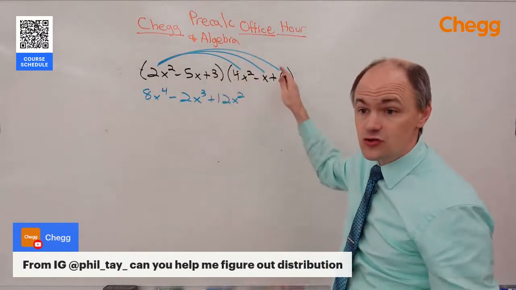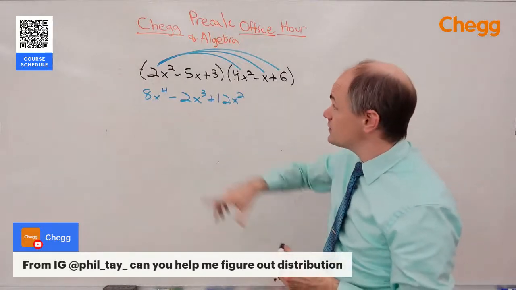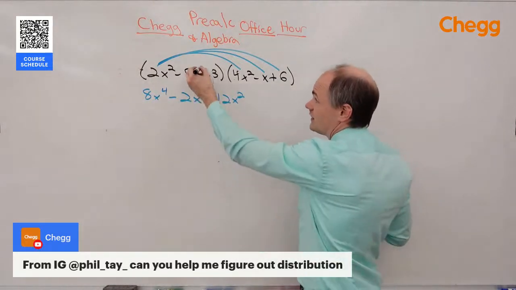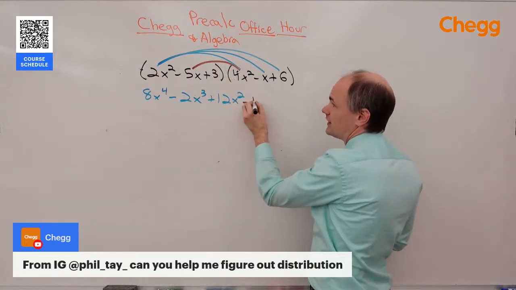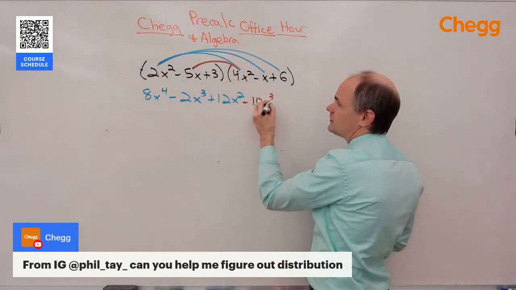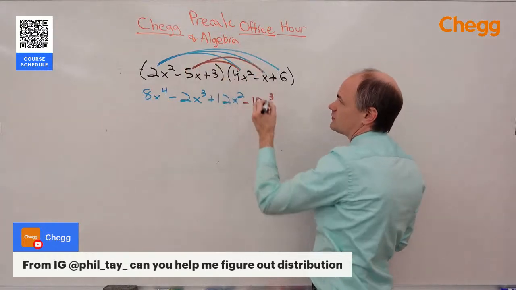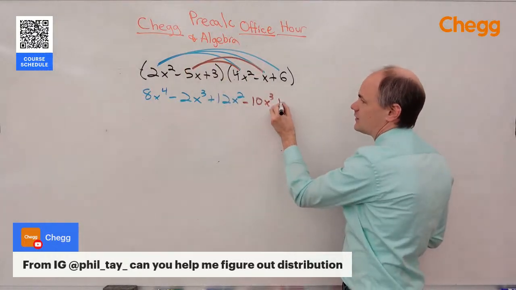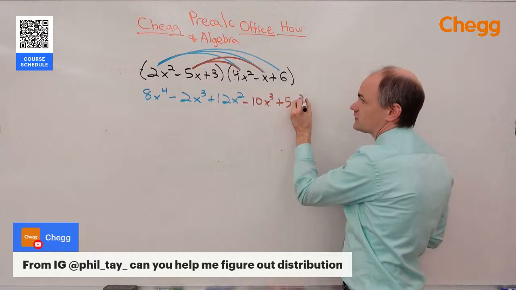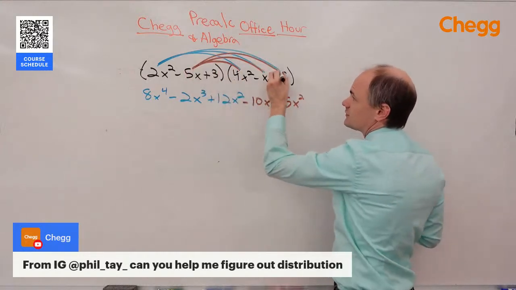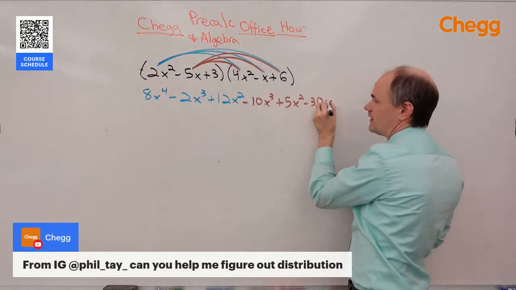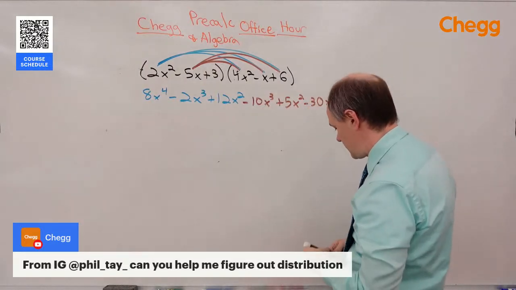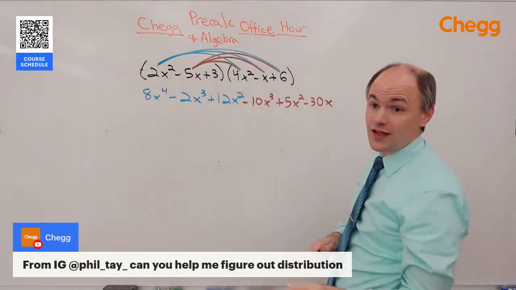Okay, we've distributed the 2x squared through. Now we're going to do the same thing with the -5x. -5x distributes onto the 4x squared, giving us -10x cubed. -5x distributes onto the -x. That's going to give me +5x squared. And -5x distributes onto the 6. That's going to be -30x. But wait, there's more, like I said.